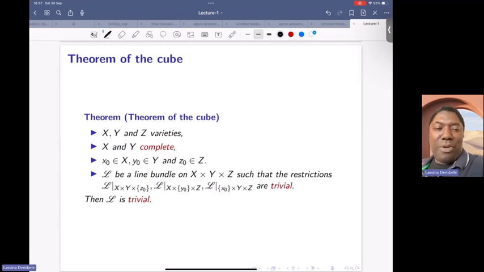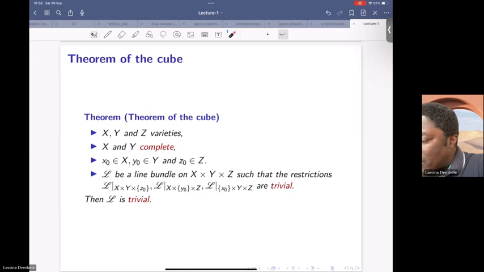Again, this theorem relies heavily on the completeness of varieties. So in this case, the theorem says the following: give yourself three arbitrary varieties X, Y, and Z, and assume that X and Y are complete. And then you give yourself three points x naught, y naught, z naught on X, Y, Z respectively.